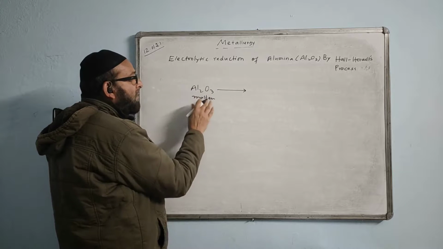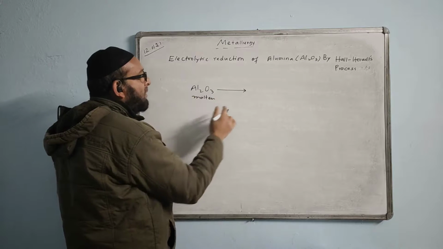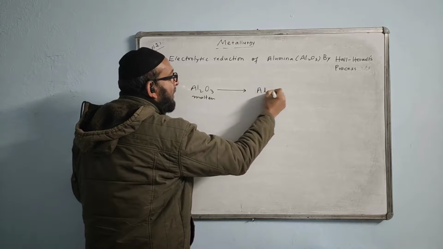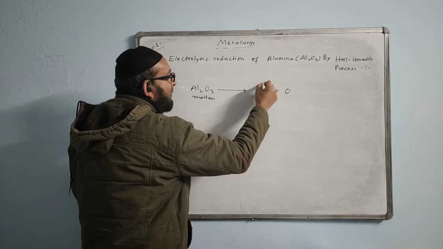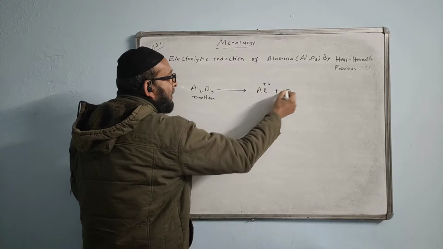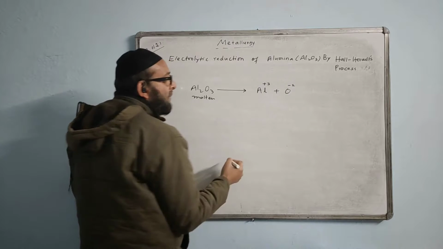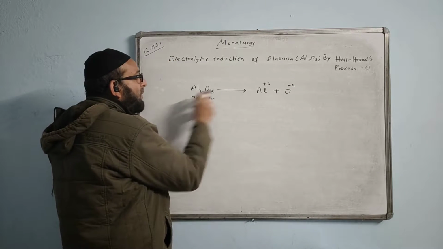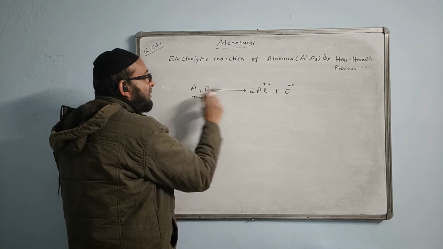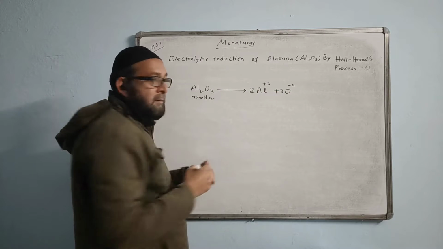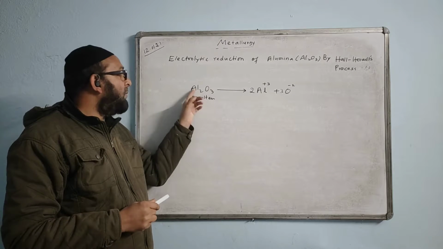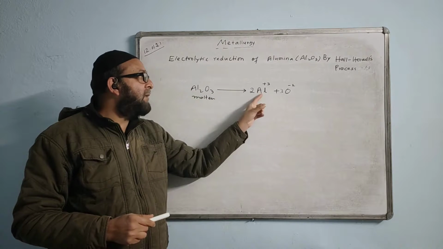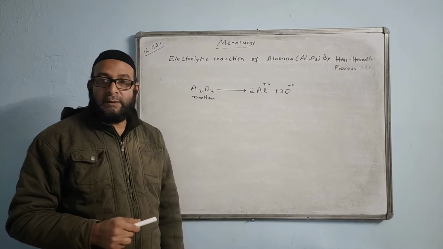Molten aluminium oxide, we pass current through it. It will give aluminium ions and oxide ions. Aluminium valency 3, we write 3. Oxygen valency -2, we write -2 on top. 2 aluminium are there, we write 2 at the back. 3 oxygen are there, we write 3 at the back. So when we pass current in molten aluminium oxide, aluminium ions and oxide ions will be present.